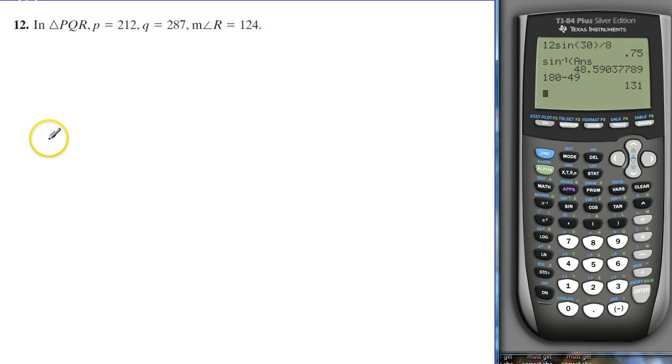Triangle PQR. All right, so the numbers are bigger. Well, big deal. Big numbers, big calculator. It's okay. PQR. All right, label the sides. P is 212. Q is 287. Angle R is 124.